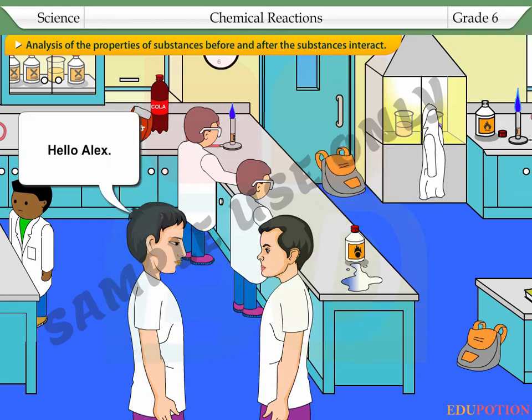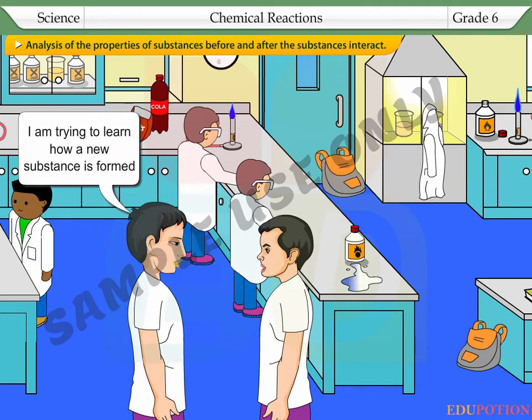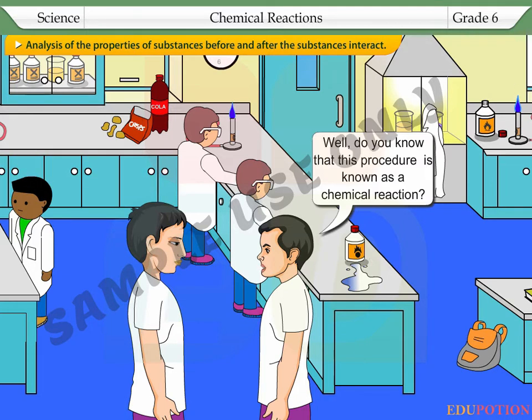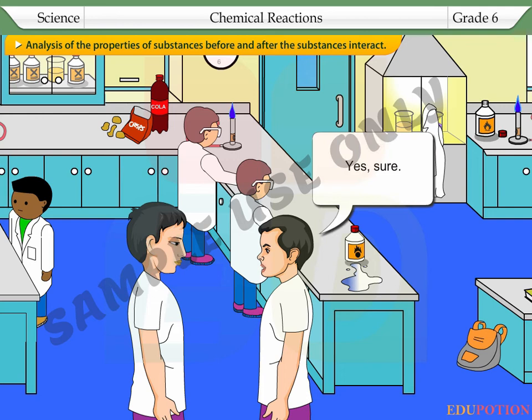Hello, Adam. Hello, Alex. What are you doing? I'm trying to learn how a new substance is formed by reacting two or more substances. Well, do you know that this procedure is known as a chemical reaction? Will you please tell me some more about it? Yes, sure. Now let us learn what a chemical reaction is.